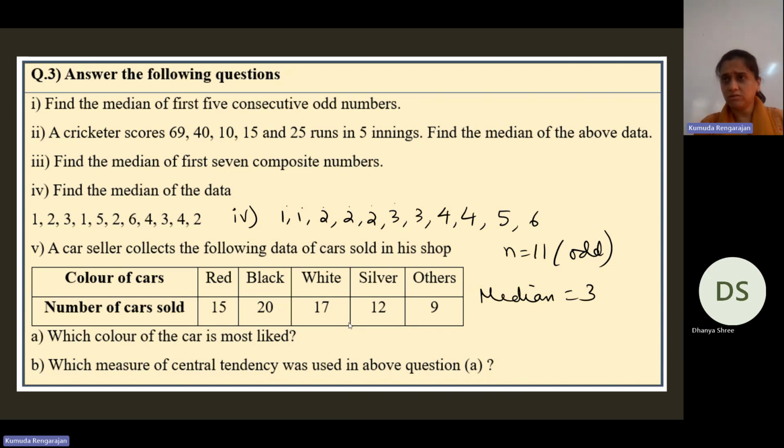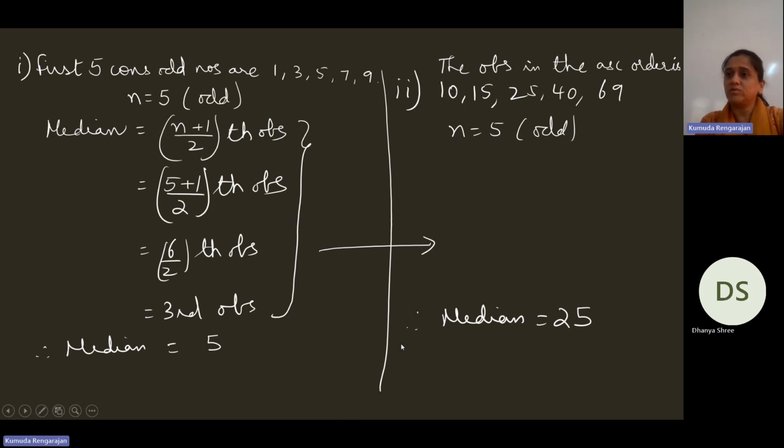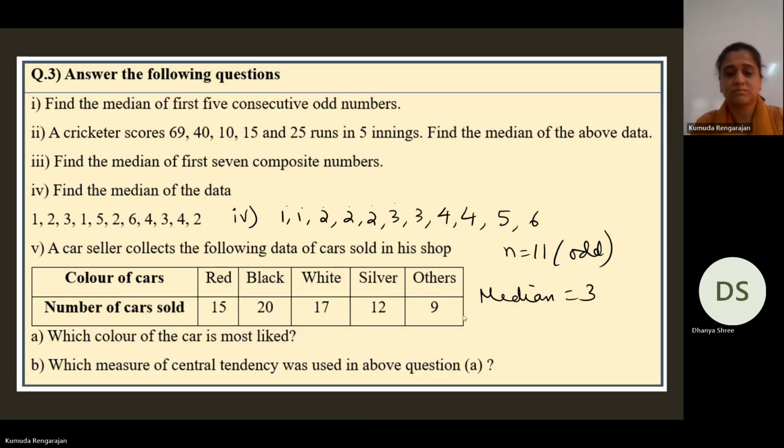You want me to wait, children? You haven't completed, Tanya? Okay. Or you're just inserting the steps you have missed? Oh, you stopped at the third observation? Oh, you didn't write therefore median is equal to, okay.